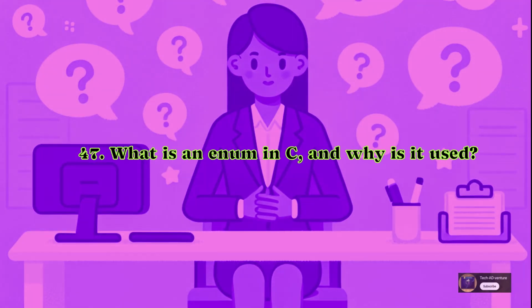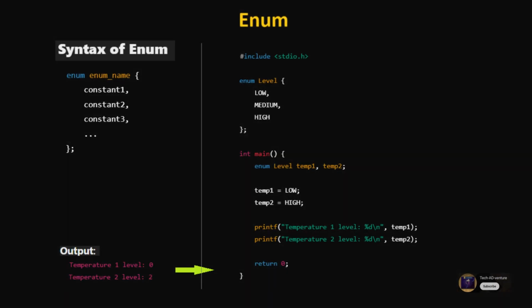47. What is an enum in C, and why is it used? An enum, short for enumeration, in C is a user-defined data type that consists of a set of named integer constants. It is used to make code more readable and manageable by assigning meaningful names to integral values. Enums help reduce errors caused by using magic numbers, also called hard-coded values, in code and allow you to represent a set of related constants more clearly. See the syntax and example here.